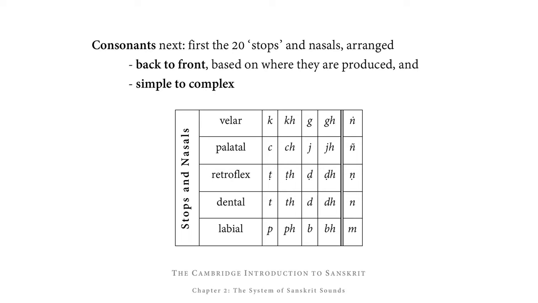Next come the dentals, which are produced by stopping the air close to your teeth, your dentes. So you have t, th, d, dh, and n. And finally come the labial sounds, which are produced with your lips, and they are p, ph, b, bh, and m.